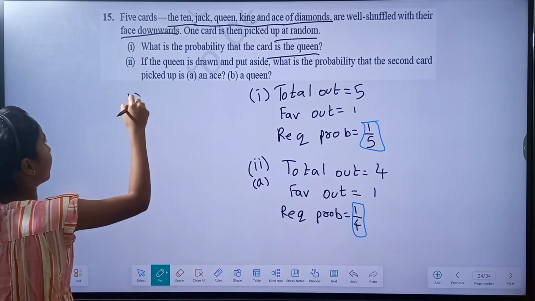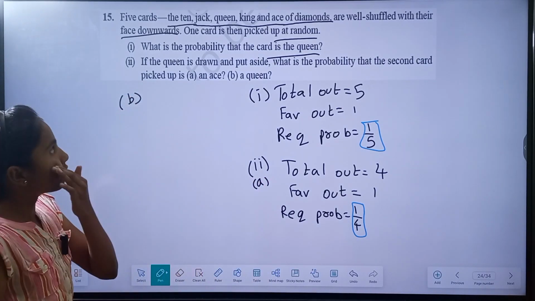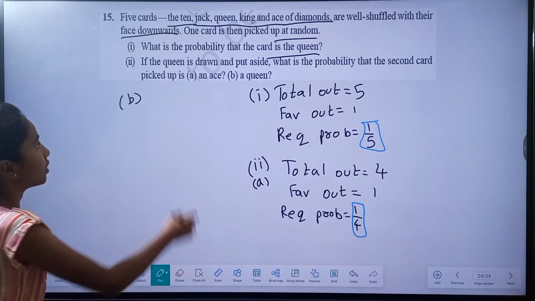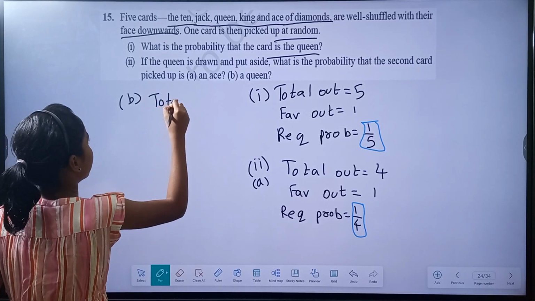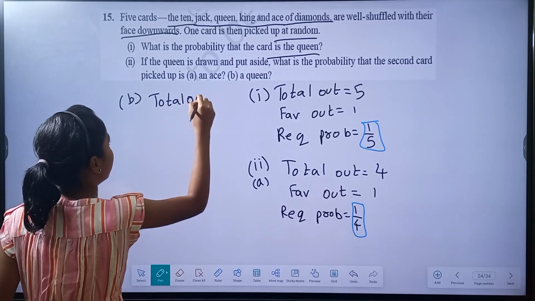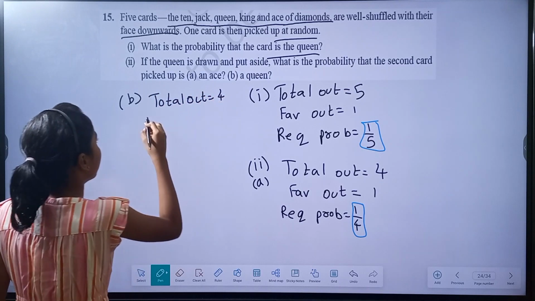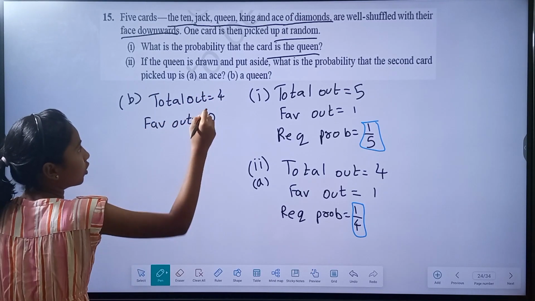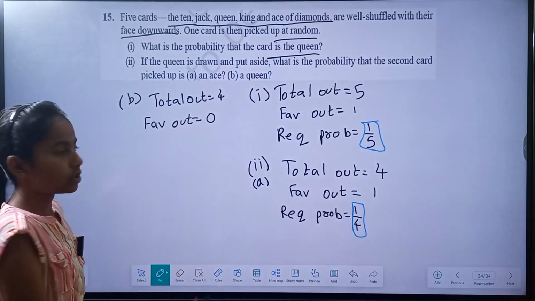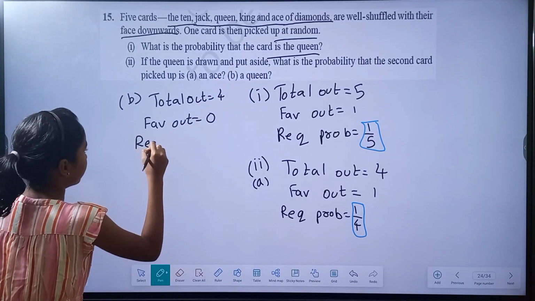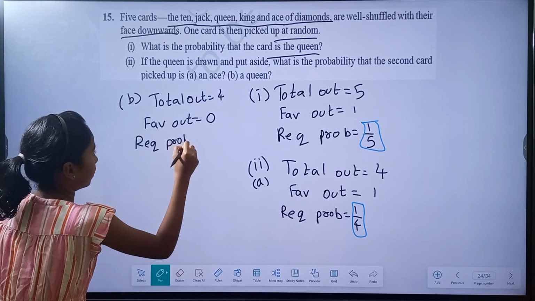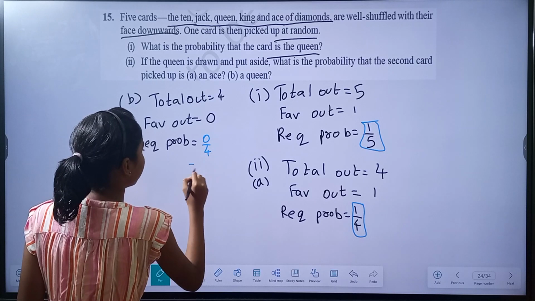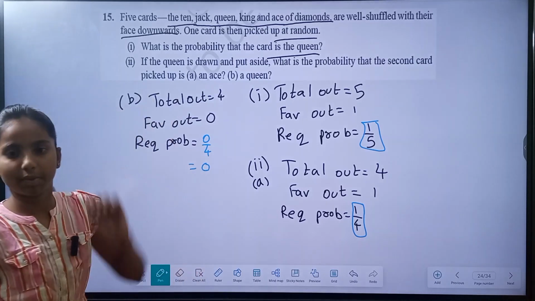Now the B part: a queen. We have already taken out the queen, so we don't have any more queens left. The total outcomes are again 4, and the favorable outcomes equal 0, because there are no more queens left. So the required probability is equal to 0 by 4, which is equal to 0. It is an impossible event.